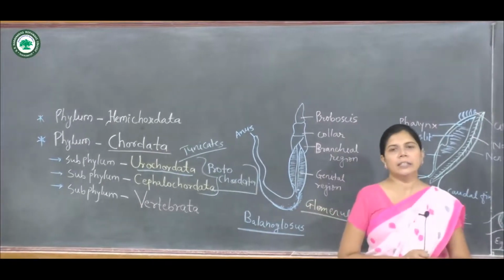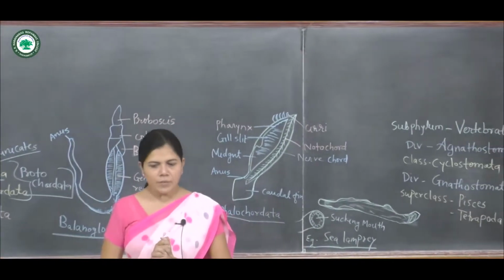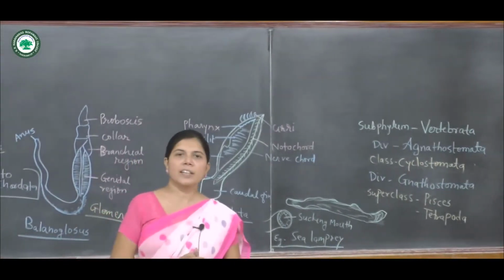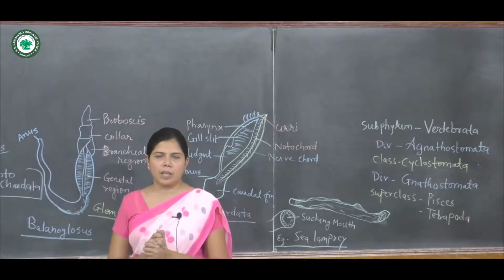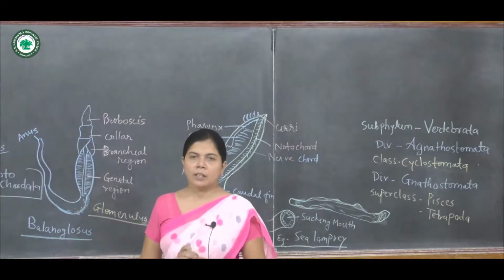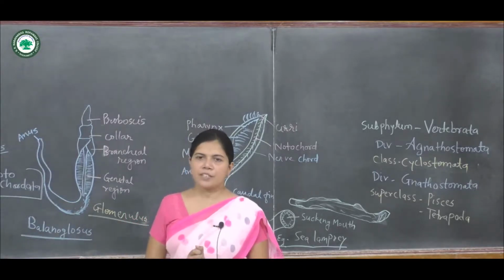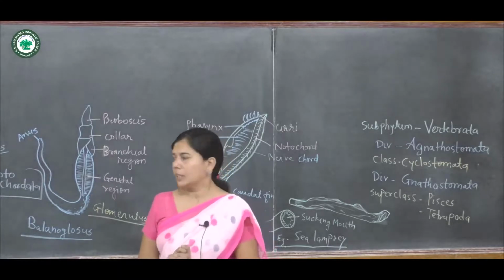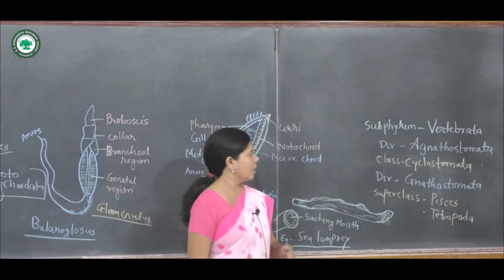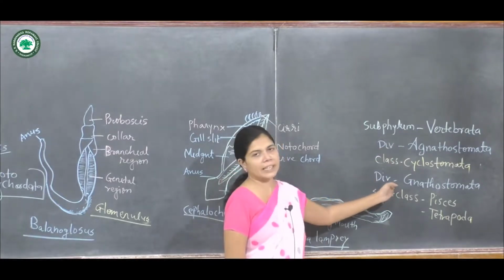Now, the third subphylum, that is the vertebrates. In the vertebrates, the notochord is replaced by the cartilaginous or bony vertebral column. The subphylum Vertebrata is divided into two divisions, Agnatha (Agnathostomata) and Gnathostomata.